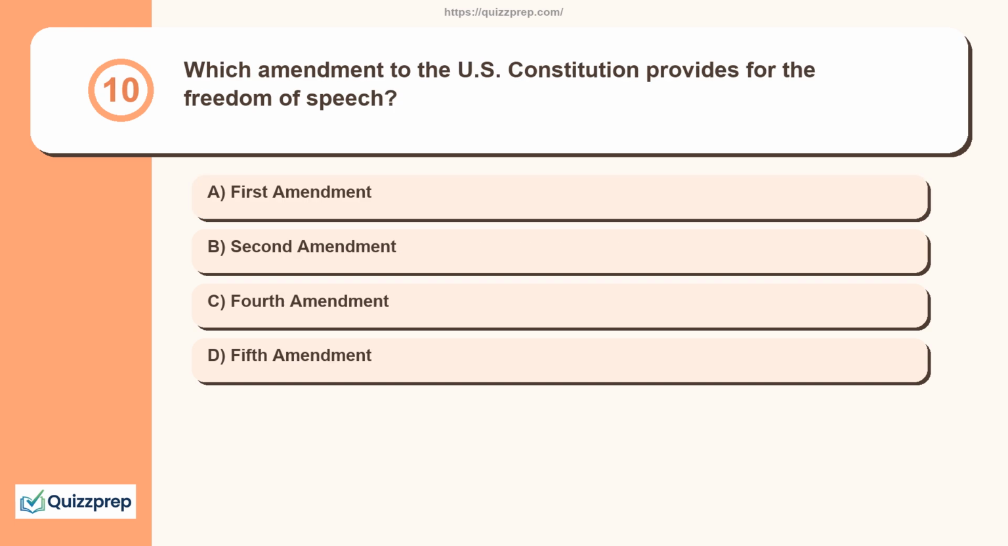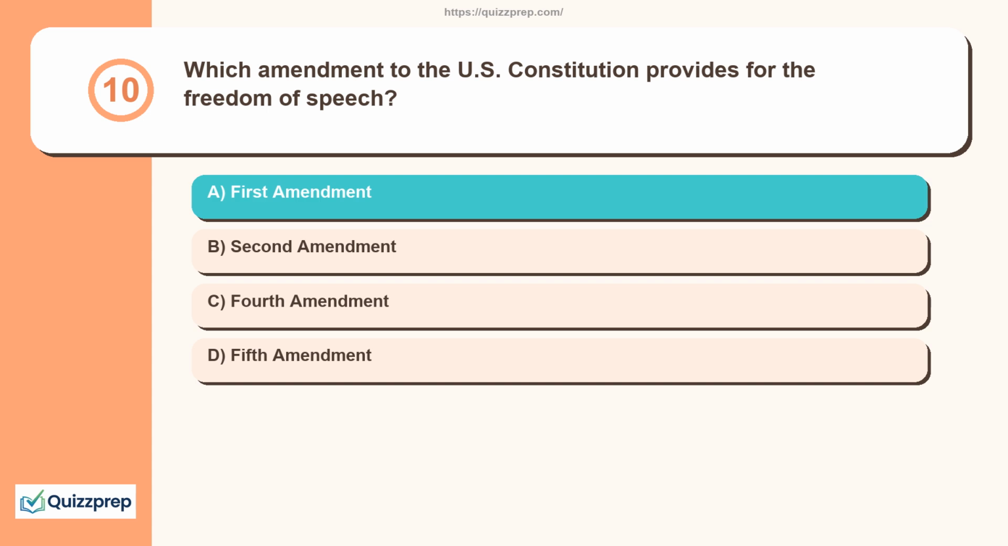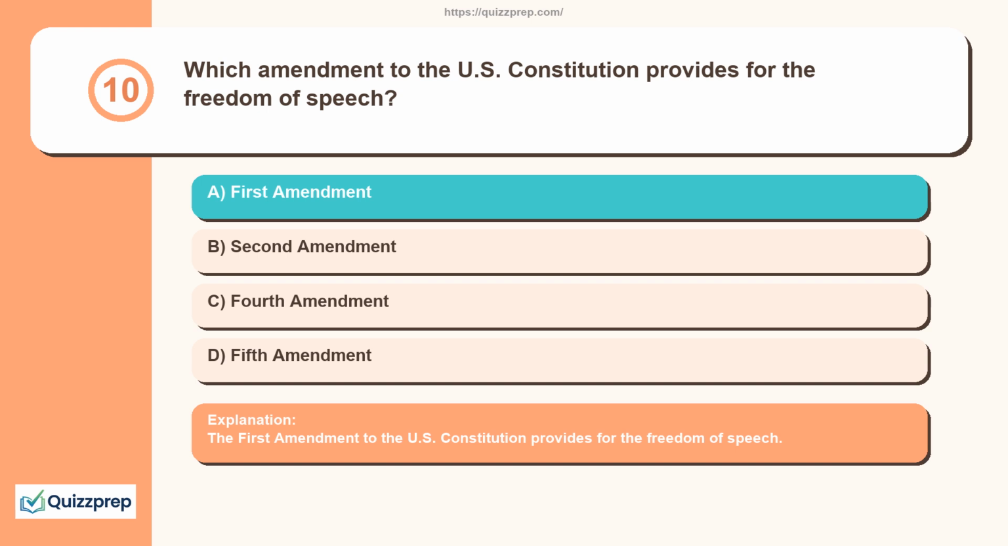Question 10. Which amendment to the U.S. Constitution provides for the freedom of speech? First Amendment, Second Amendment, Fourth Amendment, Fifth Amendment. The First Amendment to the U.S. Constitution provides for the freedom of speech.